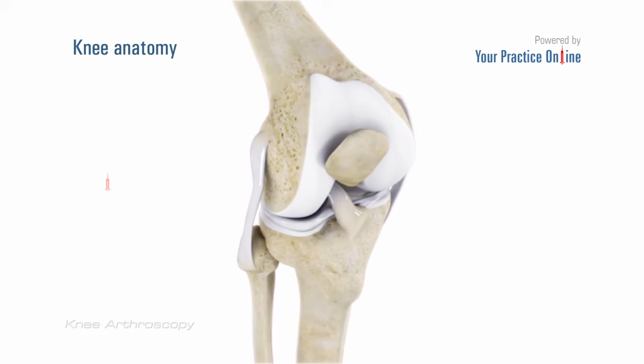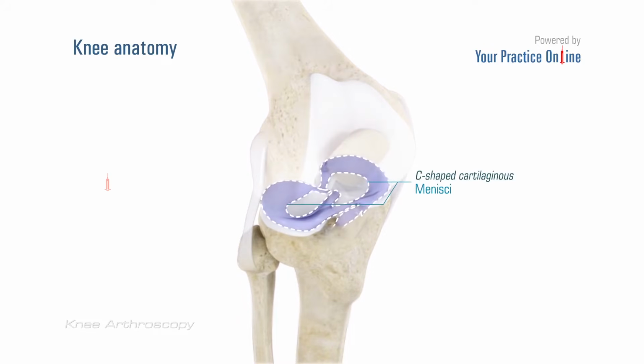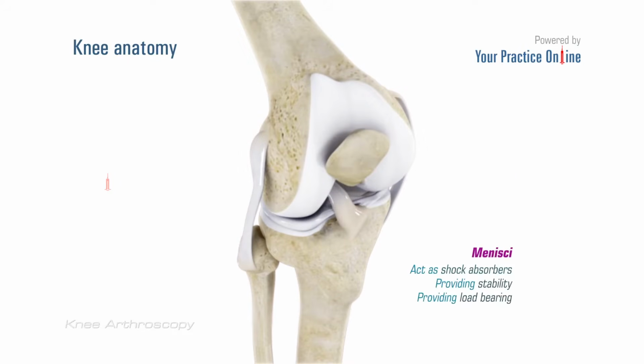Two C-shaped cartilaginous menisci are present between the femoral end and the tibial end. Menisci act as shock absorbers, providing cushion to the joints. Menisci also play an important role in providing stability and load-bearing to the knee joint.